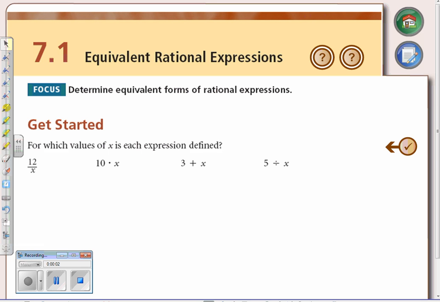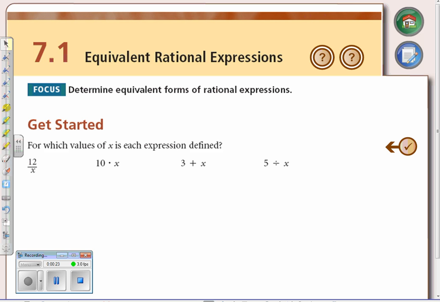Okay, so we're starting into Chapter 7. It's on page 522. 7.1, equivalent rational expressions. So we're looking at rational expressions and equations. An expression means that we really have just one side of the equation, no equal sign in between.